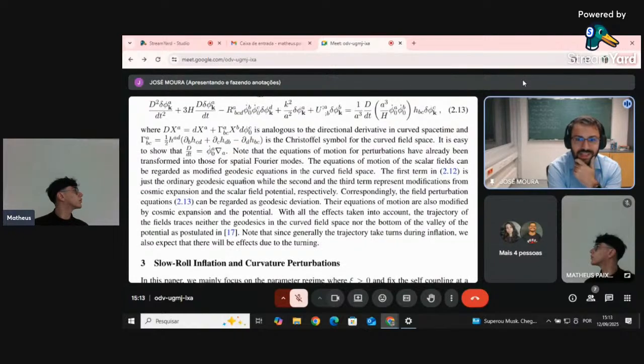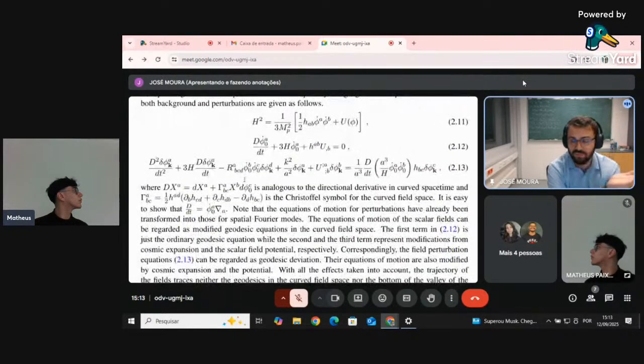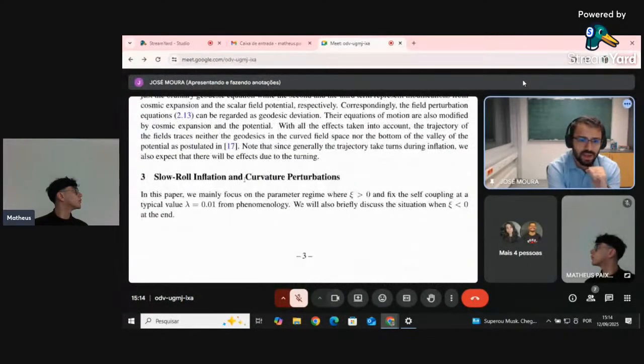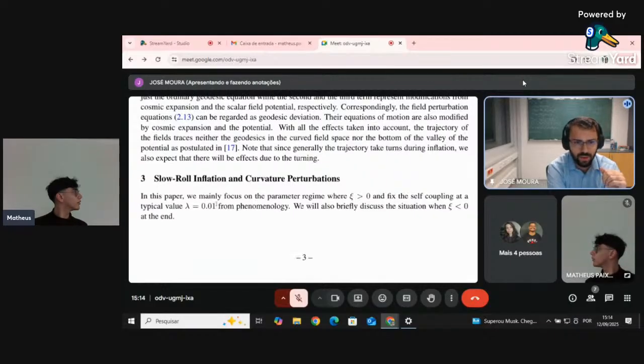And of course, they analyze this. The goal is to derive some things to find what exactly is happening when you have a mix of these two fields. Then they analyze slow-roll inflation, because you have to have slow roll. They derive the curvature perturbations, because this is something we know from WMAP, and you have to make sure it agrees with observations. So they choose a typical value of lambda equal to 0.01. In the standard model, lambda is 0.14, if I'm not mistaken.